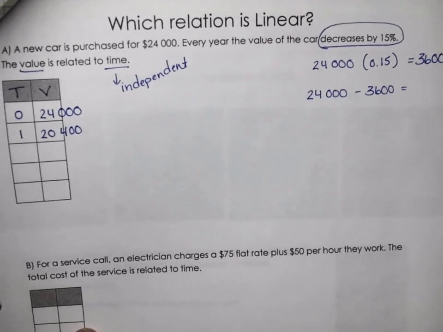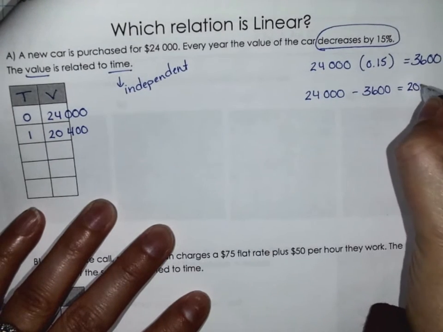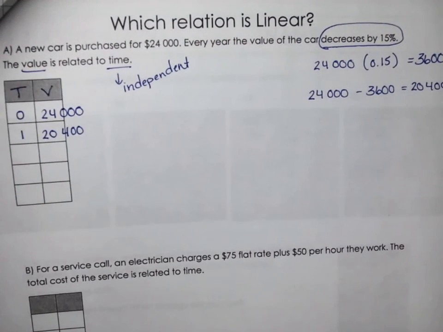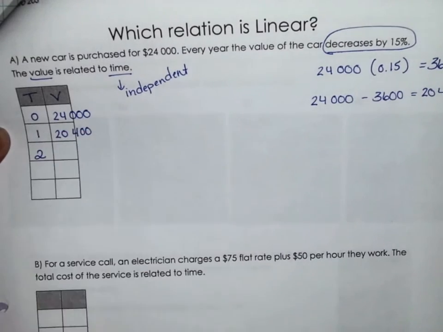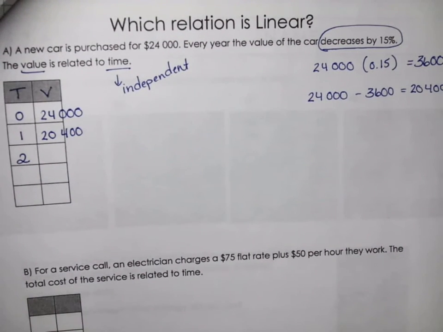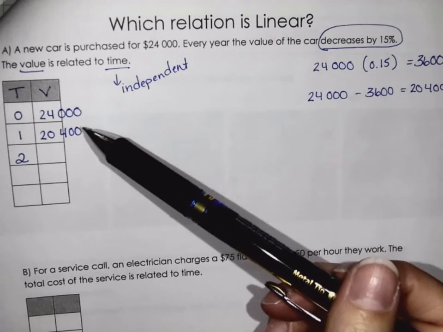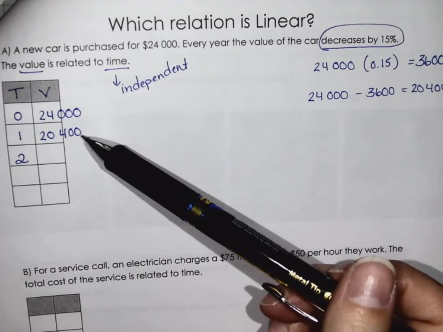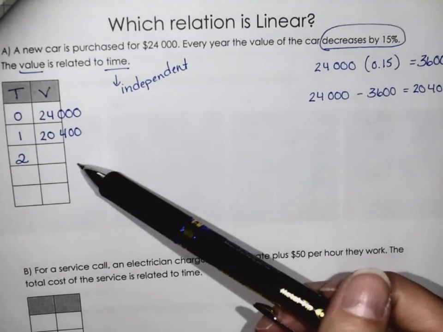Okay. All right. So if I take 3,600 away from 24,000, I get 20,400. So after 1 year, my car is worth, it's not worth 24,000 anymore. It's worth $20,400. Okay. In my second year of owning the car, do I take the 15% off what it was originally, or do I take the 15% off the value of it at year one? At year one. Okay? At year one.